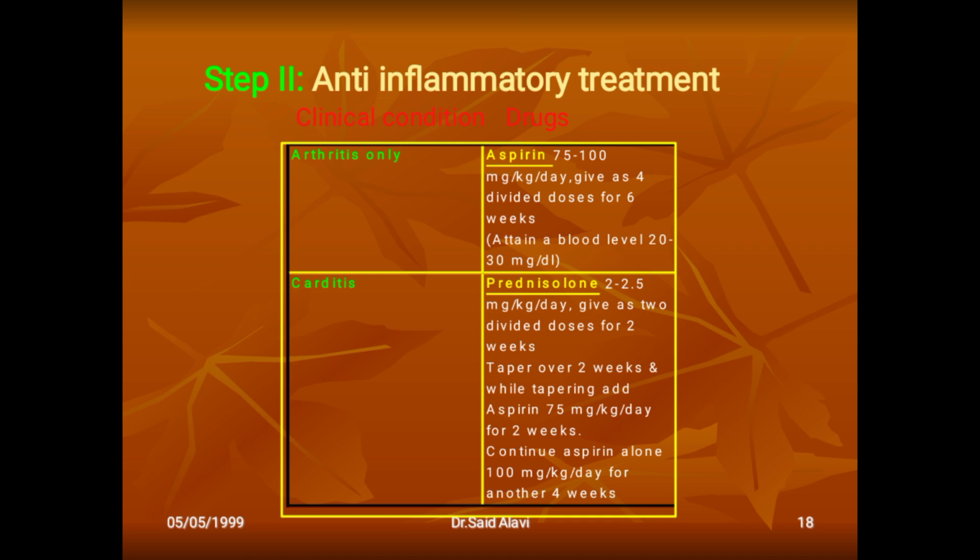Anti-inflammatory treatment: for arthritis, only aspirin 75 to 100 mg per kg per day, given in 4 divided doses for 6 weeks. For carditis, we can give prednisolone 2 to 2.5 mg per kg, given in 2 divided doses for 2 weeks.